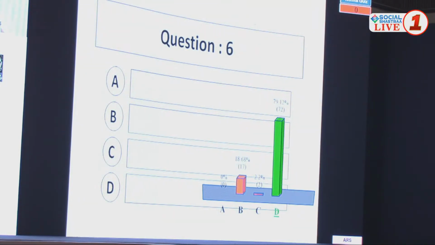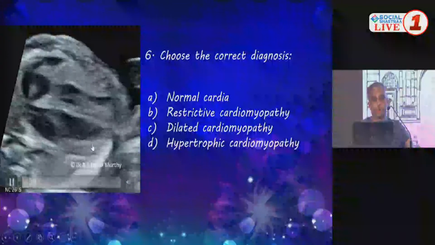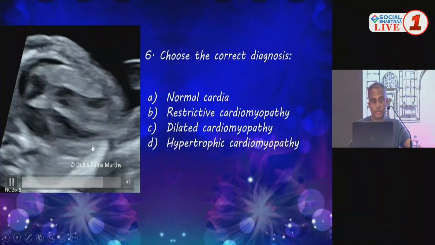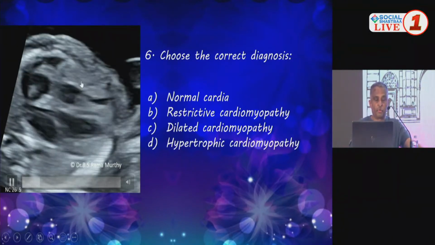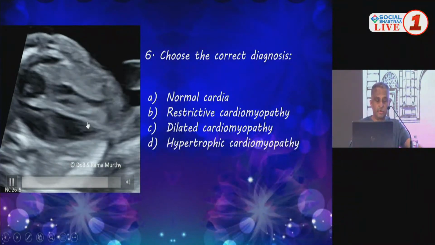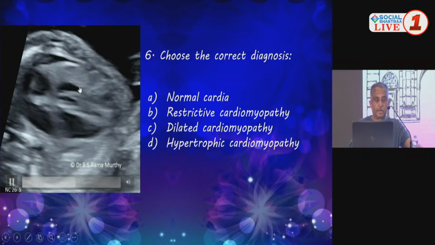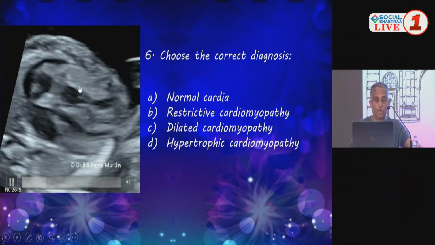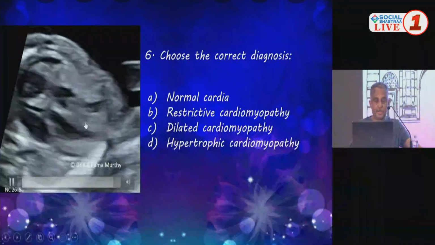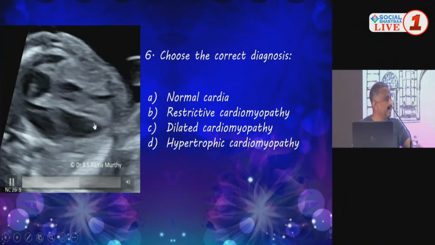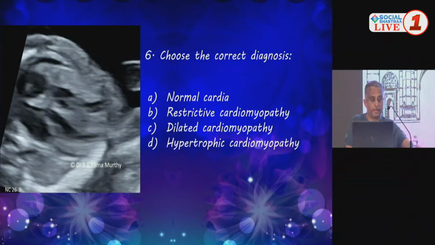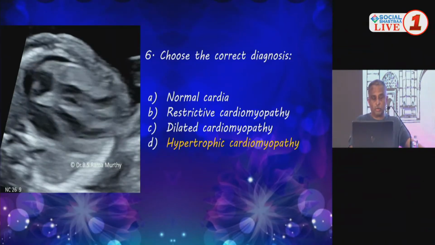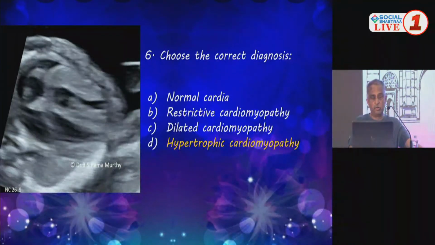From a mile away, the contractility of the myocardium is less. But that is perhaps generic for any cardiomyopathy. But what actually clinches the diagnosis is the enormous thickness of the right ventricular free wall, as well as the interventricular septum. They are grossly thickened. So your answer is hypertrophic cardiomyopathy. Let's move on to question number 7 now.